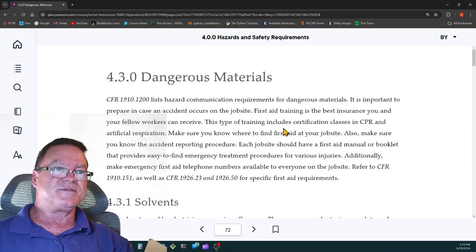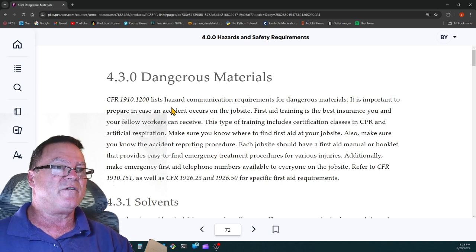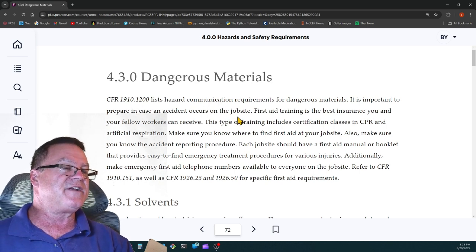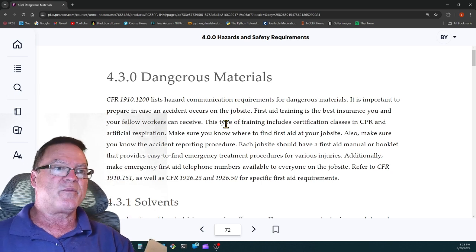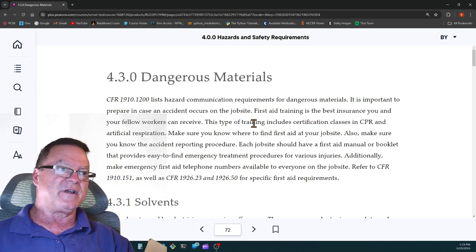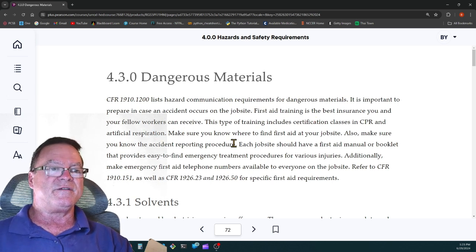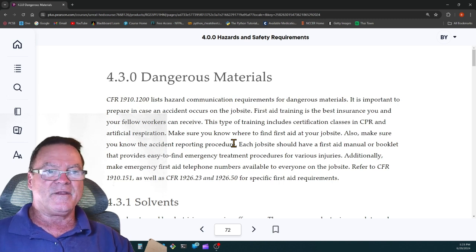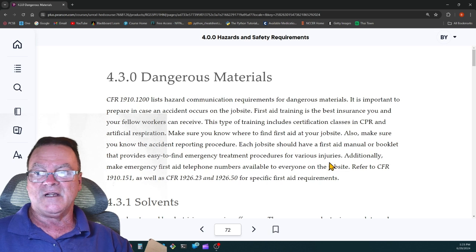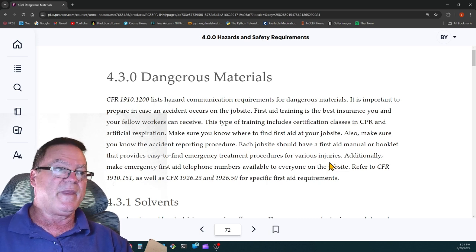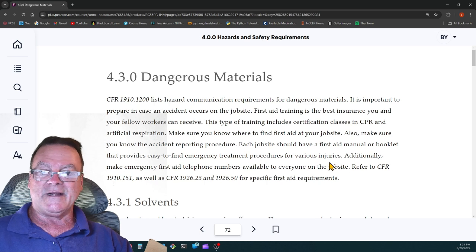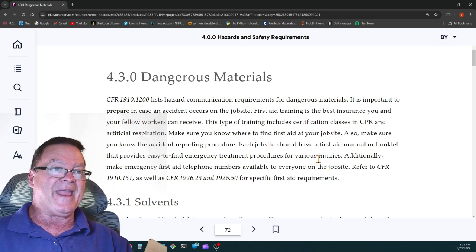4.3.0 Dangerous Materials. CFR 1910.1200 lists hazard communication requirements for dangerous materials. It's important to prepare in case an accident occurs on the job site. First aid training is the best insurance you or your fellow workers can receive. Remember, anything other than drinking water will have an SDS, a safety data sheet. Even Vaseline, petroleum jelly, oils, any kind of acids or caustics, anything on the job site will have one of these SDSs.